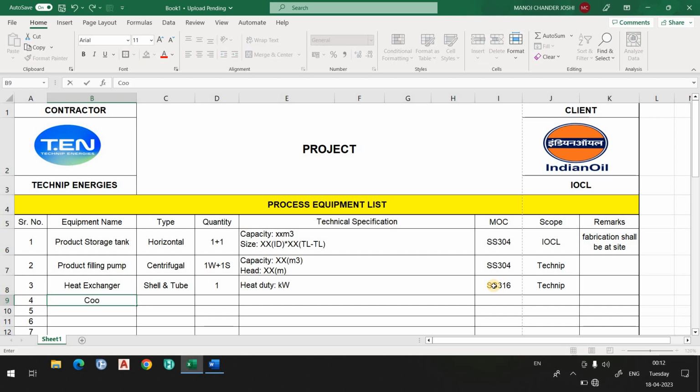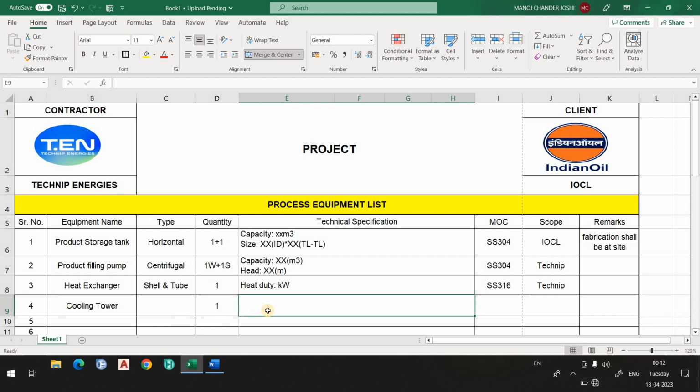Now one of the most important equipment is the cooling tower. Okay, so who will provide the cooling tower? Now what information will you provide about the cooling tower? Same here, the capacity you will provide, that could be XX, let's suppose kg per hour. What other information will you provide about the cooling tower? You could provide the delta T. So that will also be XX degree Celsius.